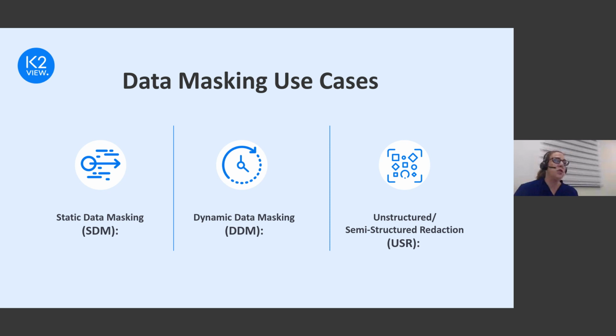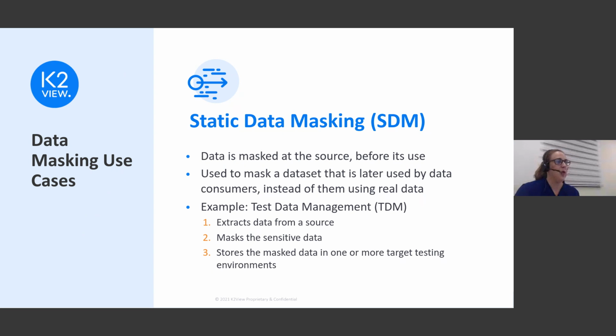Now I would like to describe to you the main data masking use cases. So the first use case that I would like to talk about is static data masking. Static data masking is when the data is masked at the source. Before it's used, the data is masked in advance, and then the data is consumed as masked data from the data source, which has the masked information. The masked data set is later used by the data consumer.